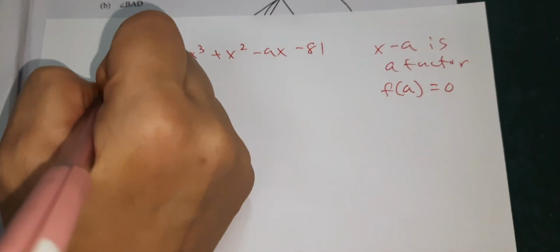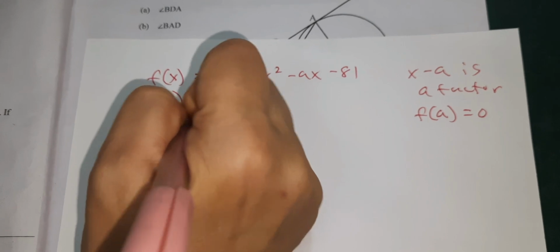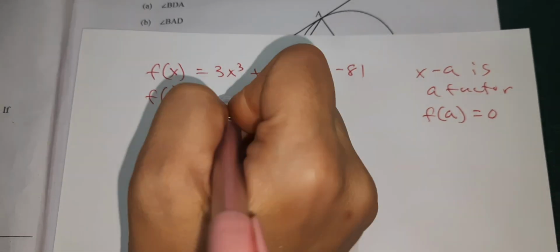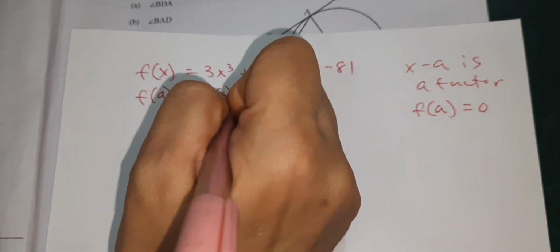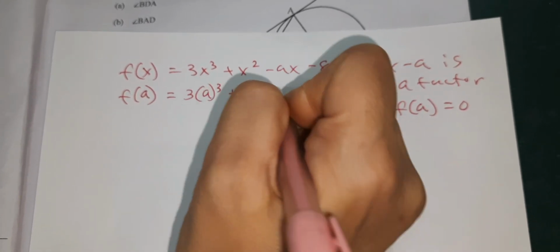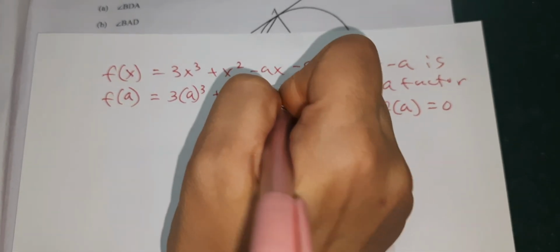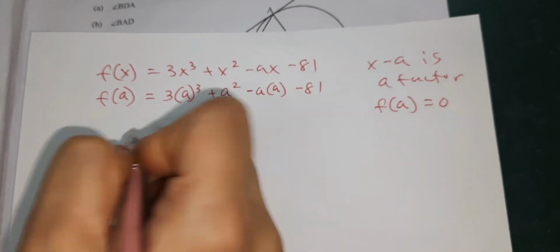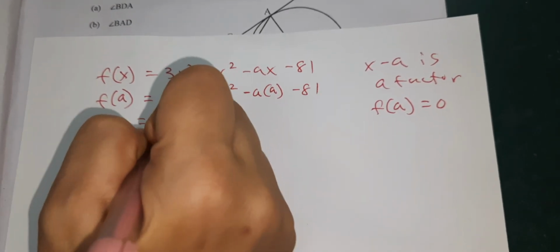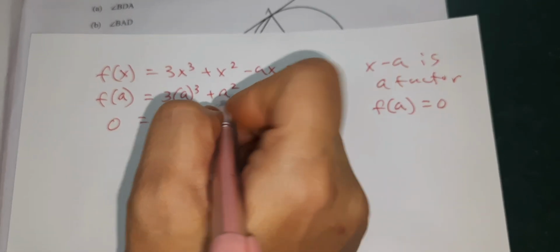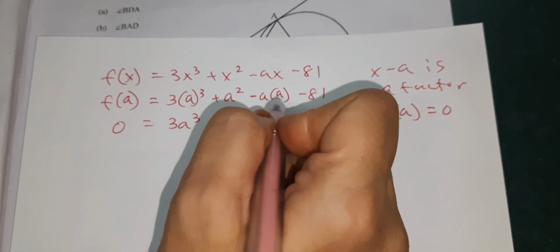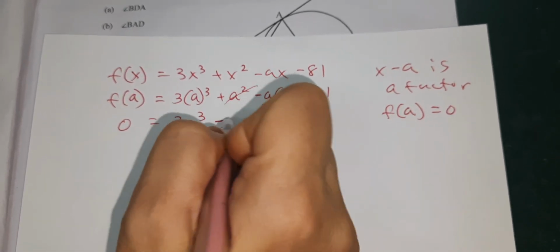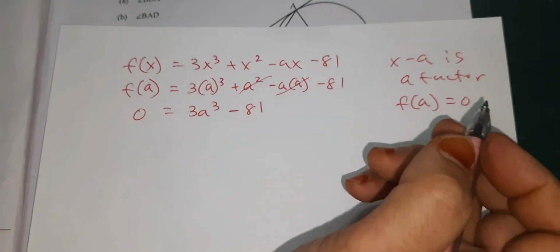So we have to plug in a for our equation. So 3 into a cubed plus a squared minus a into a minus 81. So 0 is equal to 3a cubed plus a squared and minus, this is going to be a squared, so this gets cut, minus 81. Okay, so now how do we solve this?